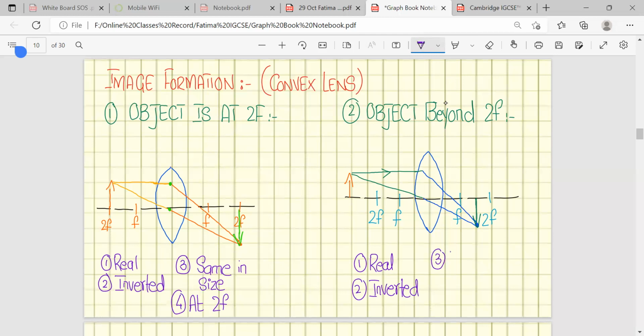Or number 3, between: the image will form between f and 2f, right? And what will be the size of the image? Is it small in size or magnified? It will be small in size, because when an object is placed at a very far distance from the lens, the image of that object will be very small in size, because the object is placed at a very long distance from the lens.